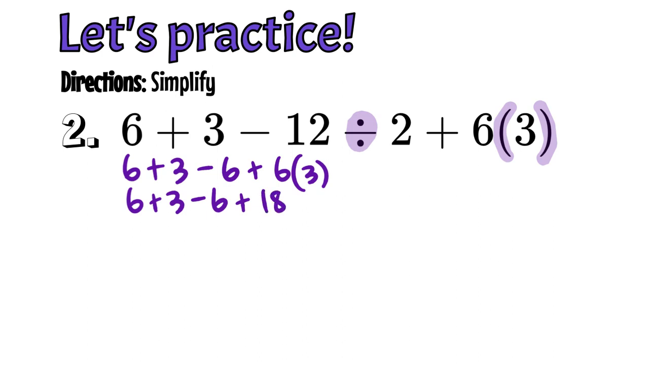And then lastly, what are we looking for? We're looking for addition and subtraction. We see we have 3 examples of those here, and so we're going to complete these left to right. So we have 6 plus 3, which is 9. We're going to rewrite minus 6 plus 18. We have 9 minus 6, which is 3, plus 18. And then lastly, 3 plus 18 is 21.